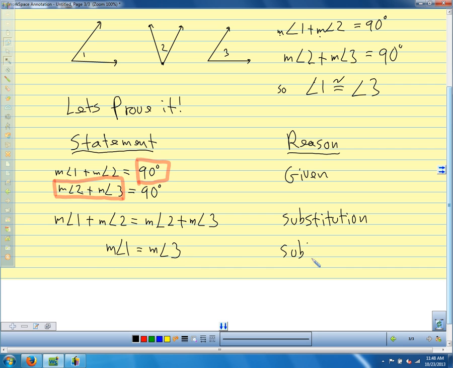And that's going to be subtraction. And then I can say angle 1 is congruent to angle 3. So the measures are the same. That means they're congruent, and that's the definition of congruent. So now we proved another theorem. If we know that two angles are complementary to the same angle, then they both have to be equal to each other. The measures have to be equal to each other.